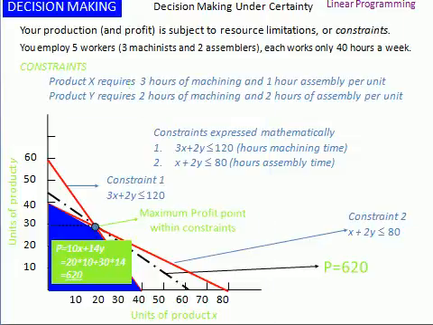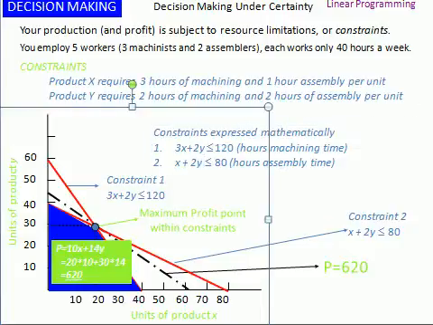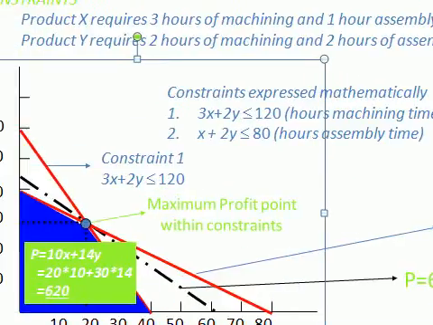Let's talk about the second assembly line constraint. By simply putting this portion as 0, x is equal to 80, and for the second portion, y is equal to 40. So x is here 80 and y is 40 here. So this blue region is where my feasible solution will lie.